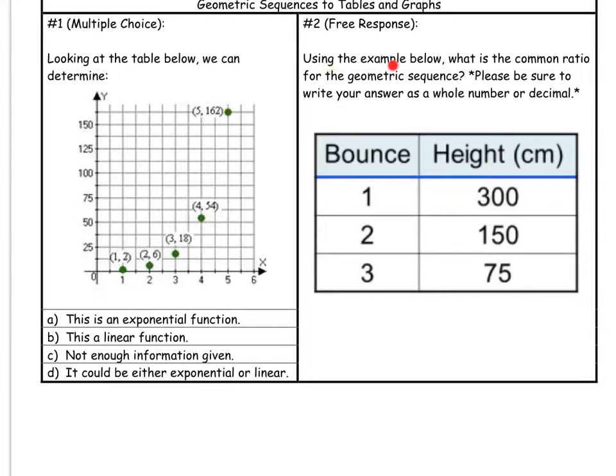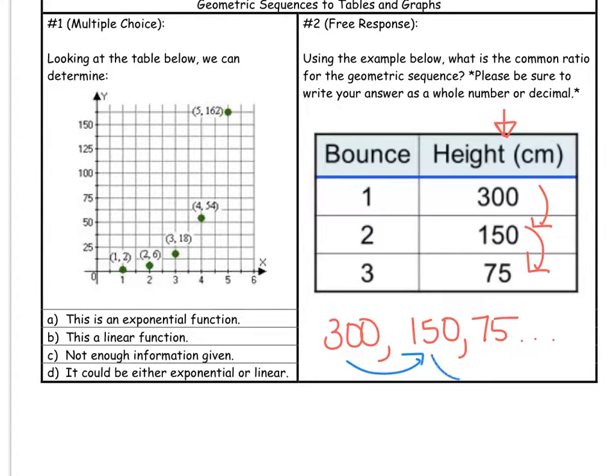Question number 2, use the example below. What is the common ratio for the geometric sequence? Please be sure to write your answer as a whole number or decimal. So this one, when we're looking at the common ratio, we need to look at this column right here. How do I get from one term to the next? So our sequence in this case is 300, 150, 75. How do I get from 300 to 150, 150 to 75?